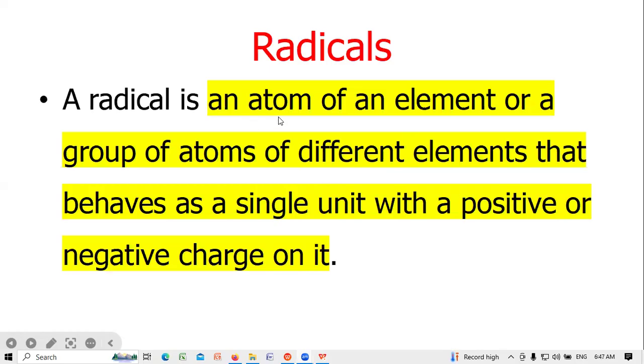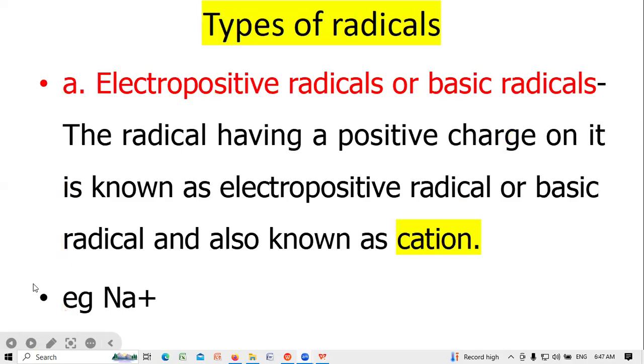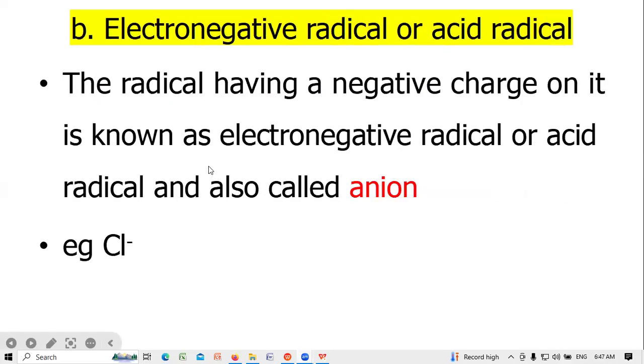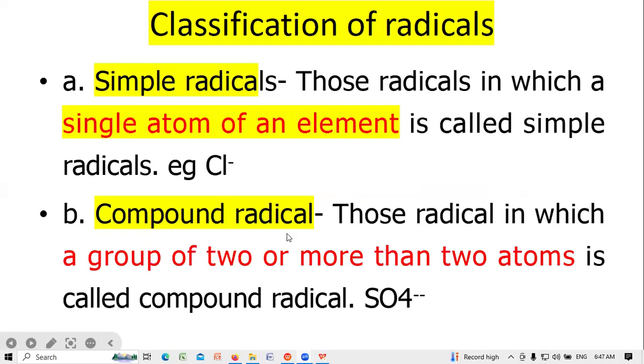Radicals. A radical is an atom of an element or a group of atoms of different elements that behaves as a single unit with a positive or negative charge on it. Types of radicals: electropositive radicals or basic radicals. The radical having a positive charge on it is known as an electropositive radical or basic radical, also known as a cation, for example, Na+. Electronegative radical or acid radical: the radical having a negative charge on it is known as an electronegative radical or acid radical, also known as an anion, for example, Cl-.